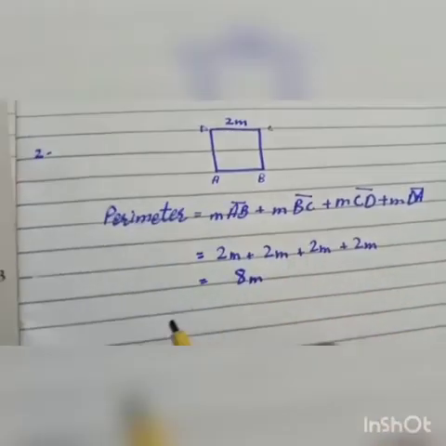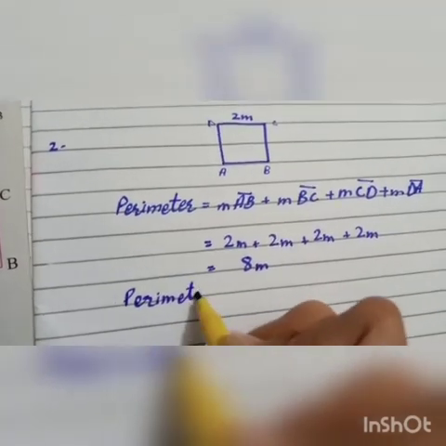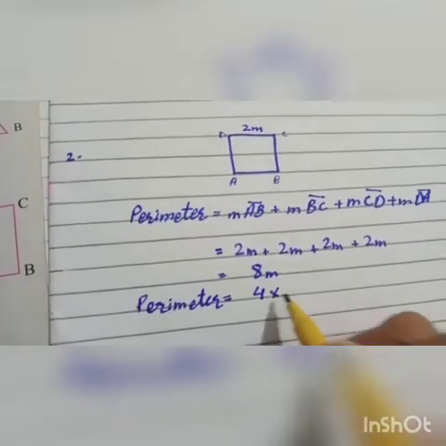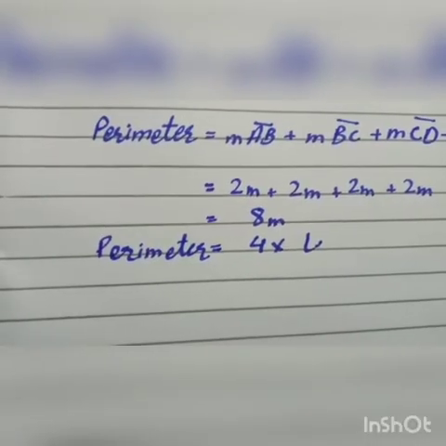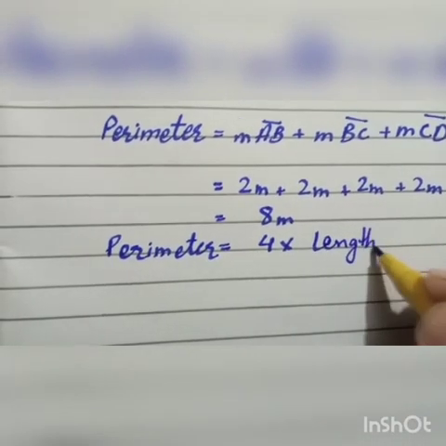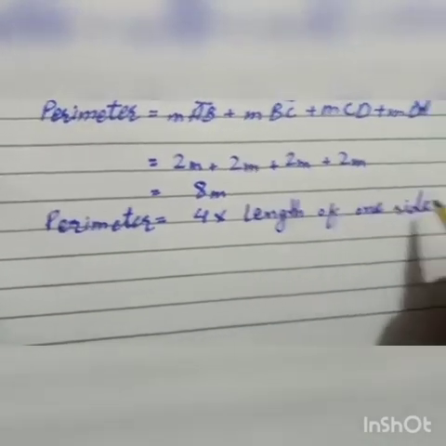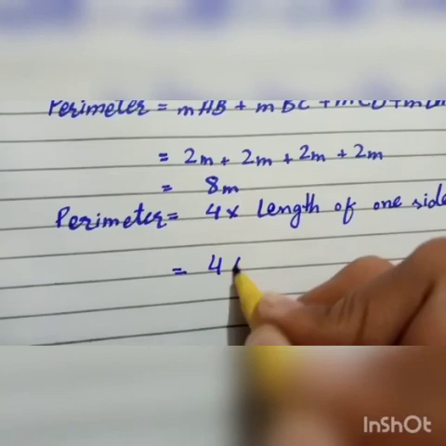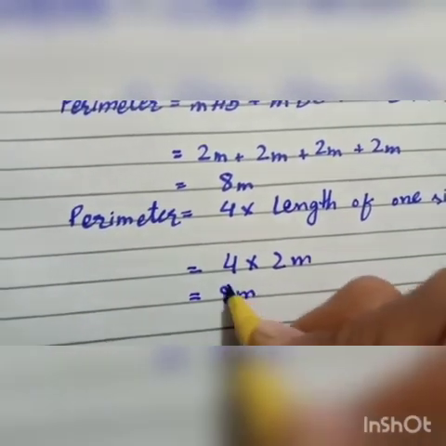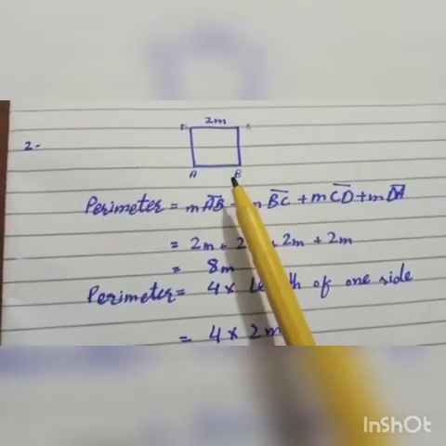The second method to find the perimeter of a square is 4 multiply length of one side. So the length of one side is 2 meter and 4 twos are 8 meter. This is the second way to find the perimeter of a square shaped region.